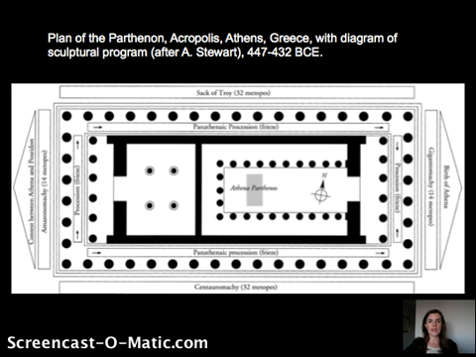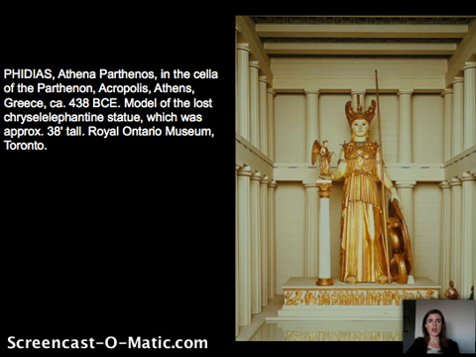Okay. So here you can just see the floor plan or the ground plan. You can see there is a lot of sculpture going on all throughout this. We're just focusing on a few examples. This is a reconstruction of the gold and ivory sculpture that was inside the temple that very few people would be able to see. You can see Athena Parthenos, or Athena the maiden, is holding on to Nike, the goddess of victory, and has her helmet and her shield here.